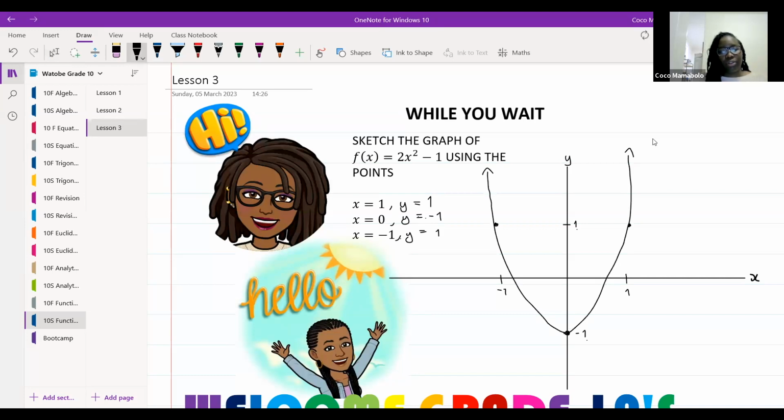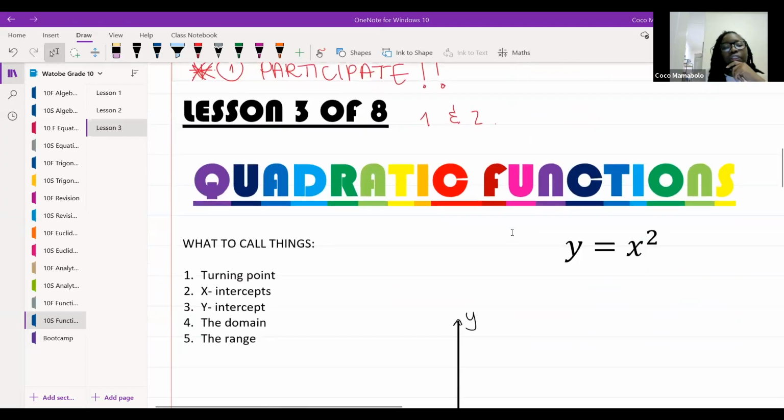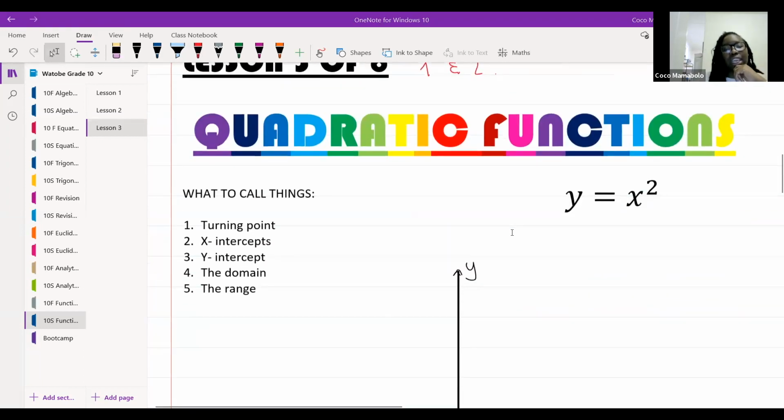Okay, so this is the graph that you should have, and this is the graph you should be able to draw by now, because we've done parabolas in the lesson that we had before. So today we're going to be continuing quadratic functions, but we're also going to jump into hyperbolic functions. The first thing we're going to be learning about today is what to call things when they're given to us in a certain context.